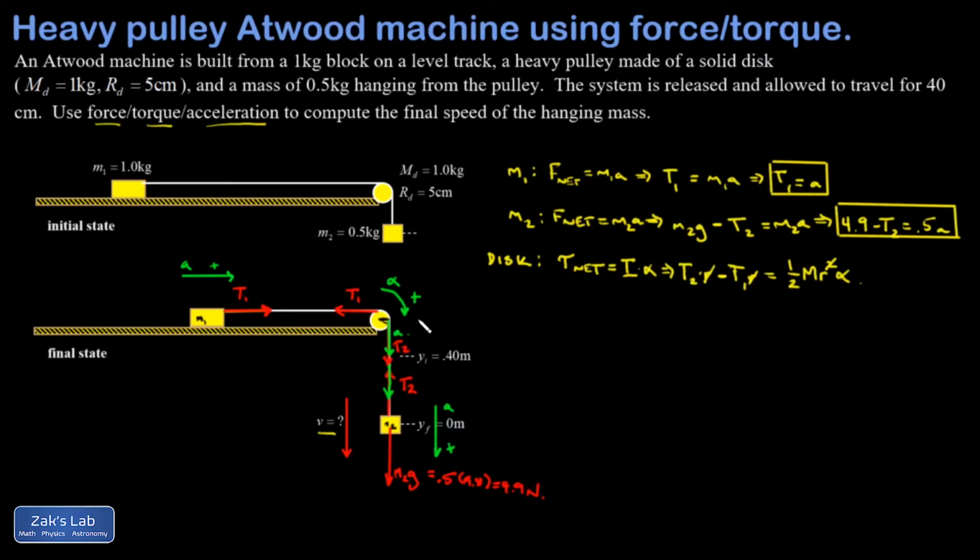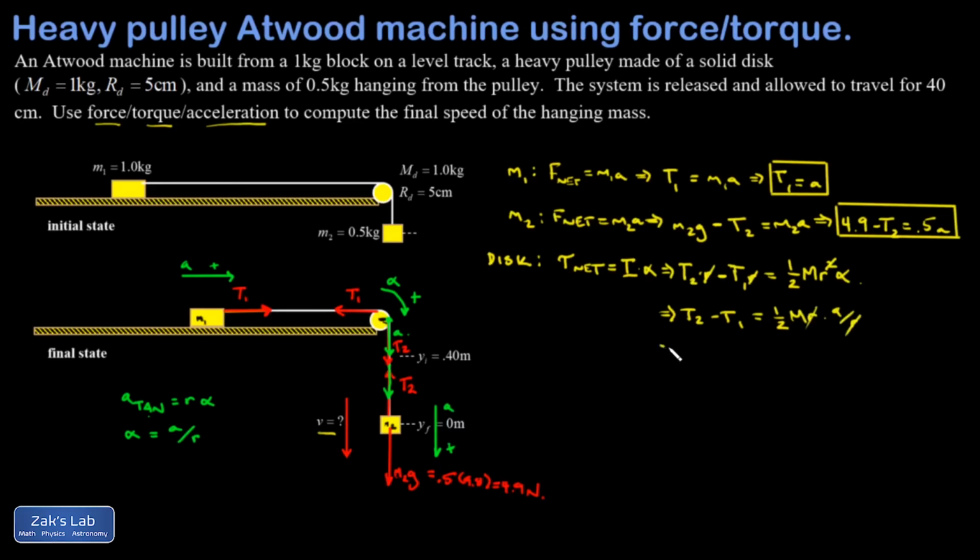But if the string can't slip on the pulley, which it's not allowed to do in this problem, that means the tangential acceleration at the edge of the pulley is equal to the exact same a. And we have an equation relating the tangential acceleration at the edge to the angular acceleration, and that allows me to substitute for that alpha. Again, the tangential acceleration is equal to that linear acceleration of the mass, so just a over r. So let's get that subbed in, and I get T2 minus T1 is equal to 1/2 mr times a over r, and another factor of r is going to cancel.